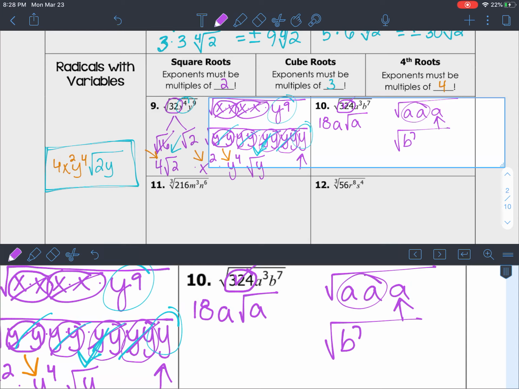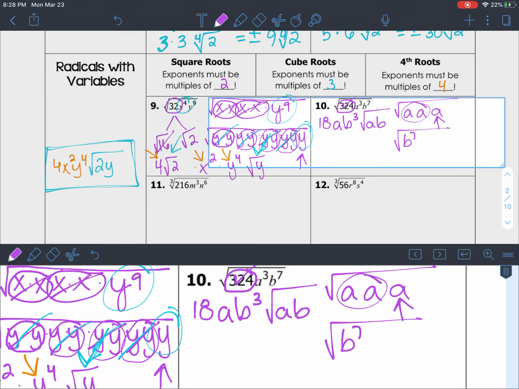How many pairs are in there? So how many sets of 2 can I fit in there? Well, I can fit, let's see, the closest multiple would be 6, and there's 3 sets of 2 in 6. So we could have this be b cubed with one left over. So I have ab on the inside.